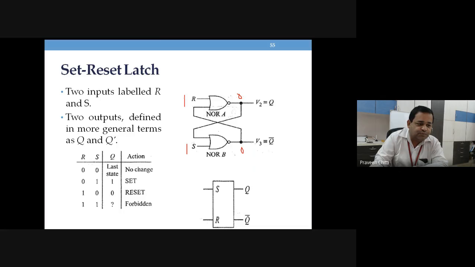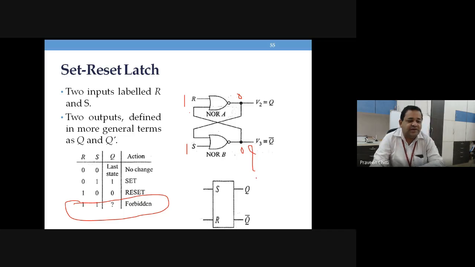But here when you give both as 1 1, both the outputs are becoming the same, which is not accepted. Hence this state of the latch is called the forbidden state. So 1 1 input in SR latch should never be used because it violates the basic definition of the latch. That is what the SR latch is.